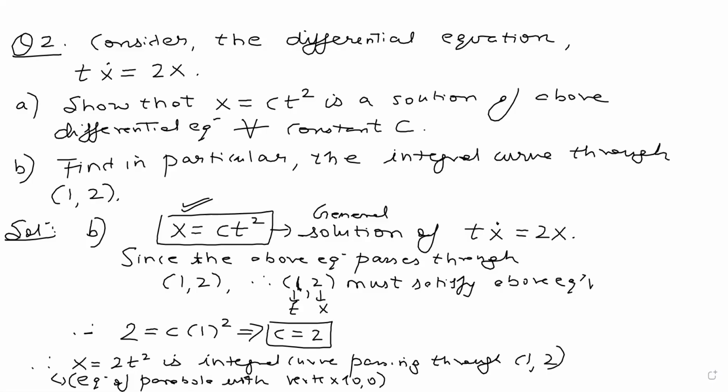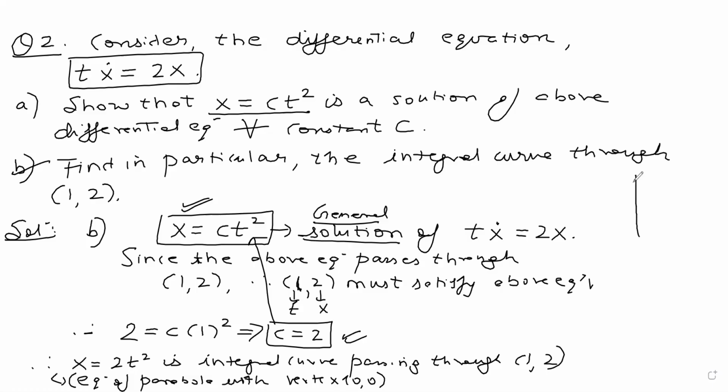So we were given the differential equation. We had to show that this is a solution, and we have shown that. Part B asks us that in particular, we need to find the integral curve through 1, 2. So in part A, we have shown that x equal to ct square is a general solution. It passes through the point 1, 2, so 1, 2 should satisfy the above equation. You put x as 2, you put t as 1, you get the value of c as 2. You plug back the value of c here, and you get x equal to 2t square as the integral curve.